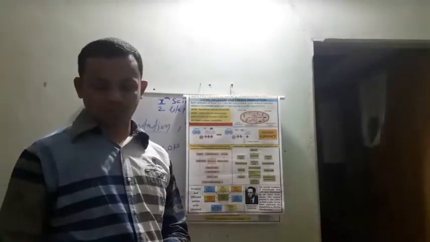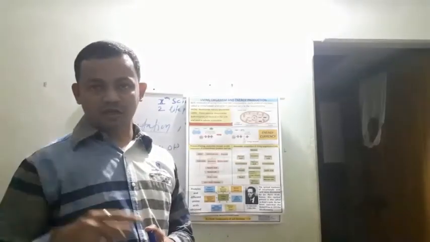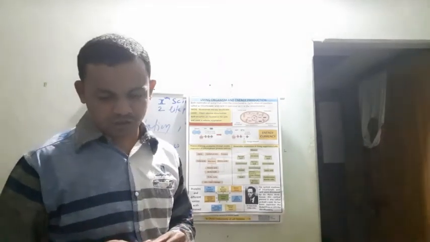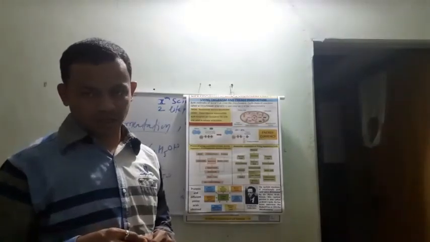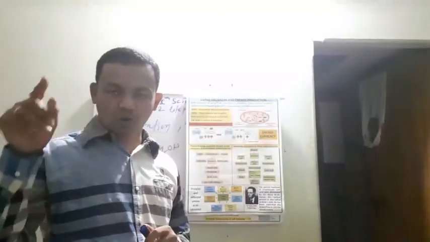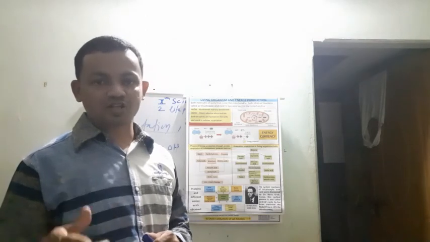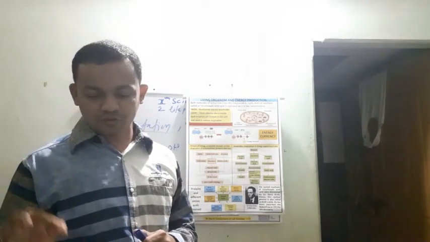So some important points are: oxygen is required in aerobic respiration, while in anaerobic respiration you have to write that oxygen is not required. Next, aerobic respiration takes place in the nucleus as well as the cytoplasm of the cell, while anaerobic respiration occurs only in the cytoplasm of the cell. Next, energy is produced in a large amount in aerobic respiration, while in anaerobic respiration a lesser amount of energy is produced.